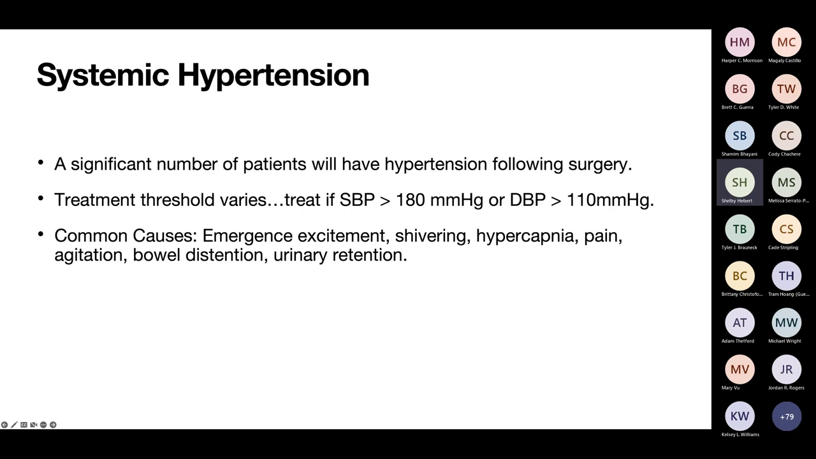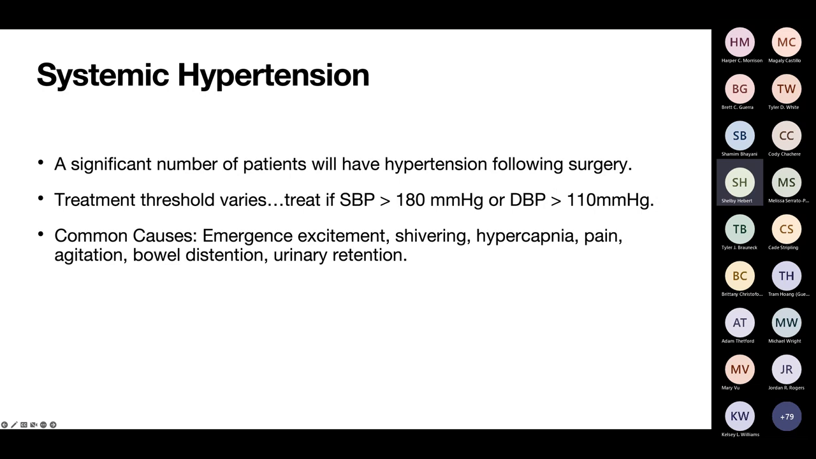All right, so first cardiac complication we run into is systemic hypertension, and this is one of the more common ones we have to deal with. Usually it's because they've got hypertension beforehand that just needs to be addressed. So the treatment threshold, or what you actually consider hypertension, varies from one patient to another. Some places it's a systolic blood pressure of 160. Some places it's a diastolic blood pressure of 110. Some places systolic at 180.